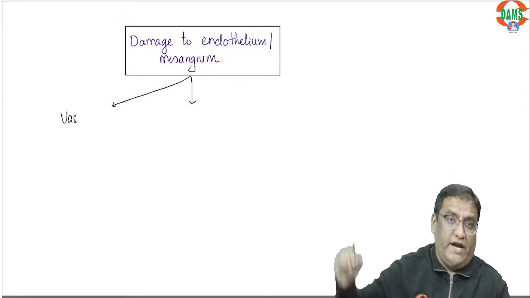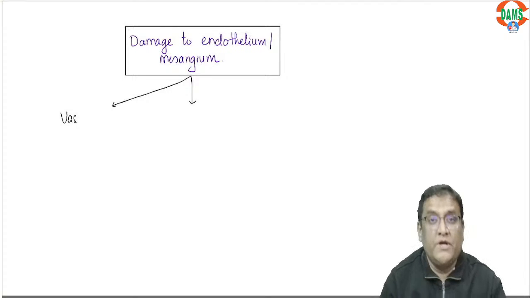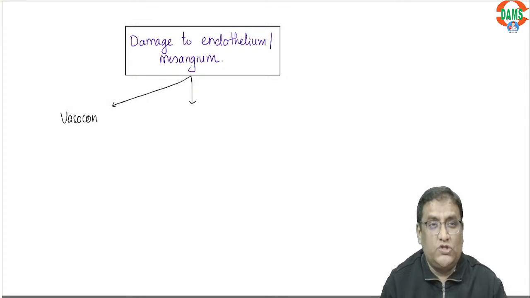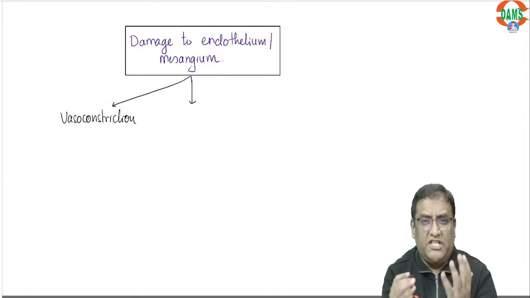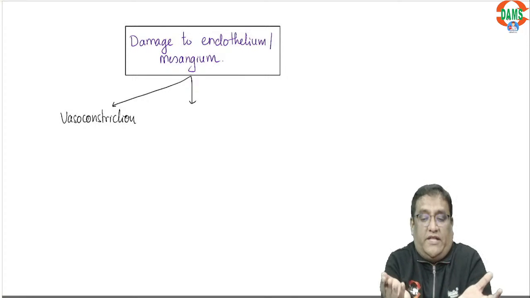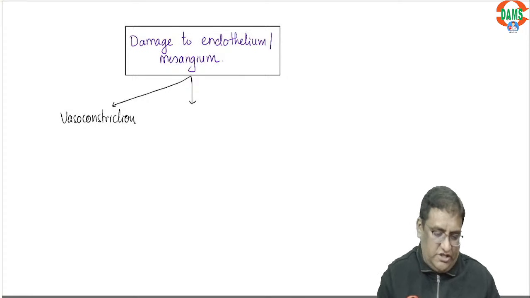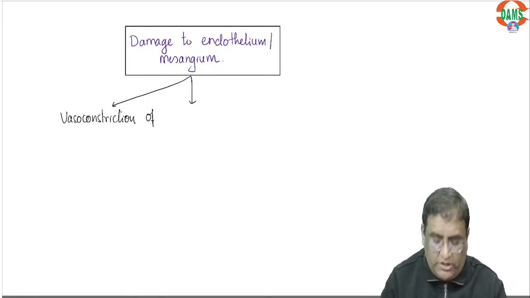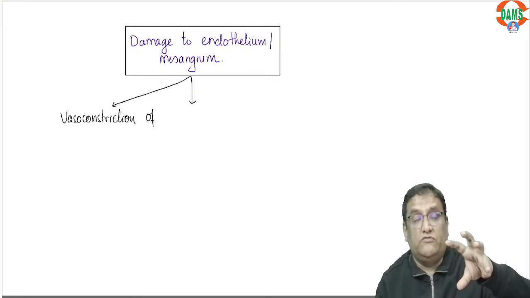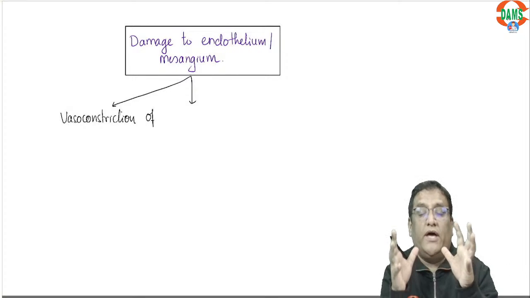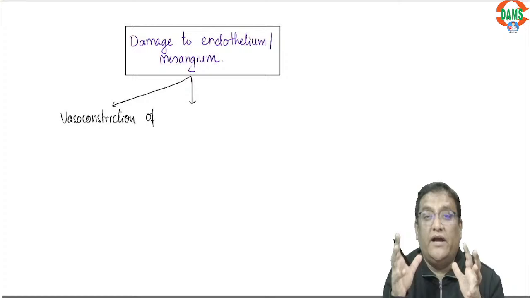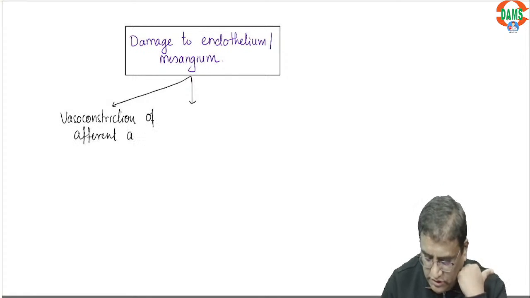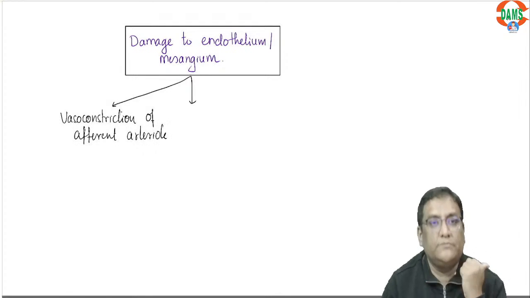But first, if there is damage to the endothelium, the vascular response to the endothelial damage is vasoconstriction. Whenever there is endothelial damage, you don't want to lose blood, and that is why you first do vasoconstriction. Also there will be vasoconstriction in the glomeruli. Which vessels will constrict in the glomeruli? Not the glomerular capillaries, but the arterioles. Afferent or efferent? Afferent arteriole. So there will be vasoconstriction of afferent arterioles.